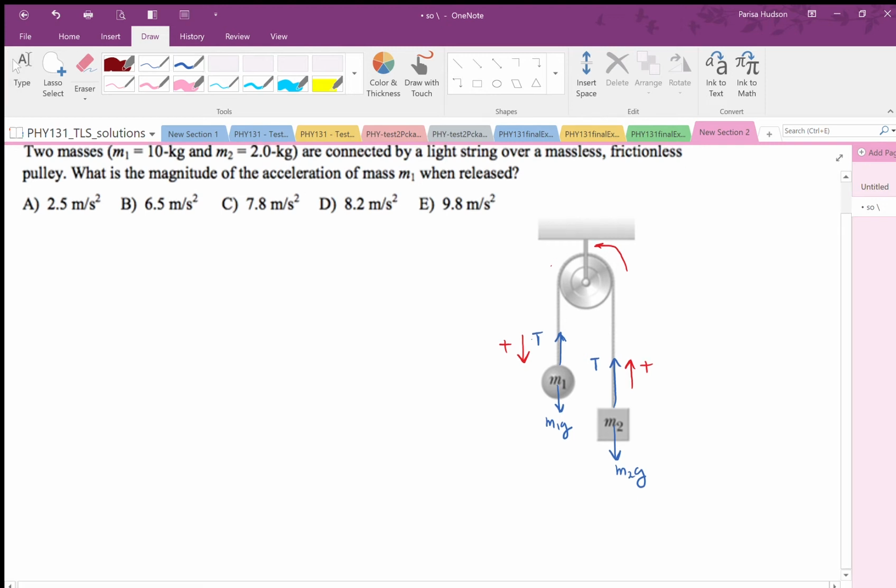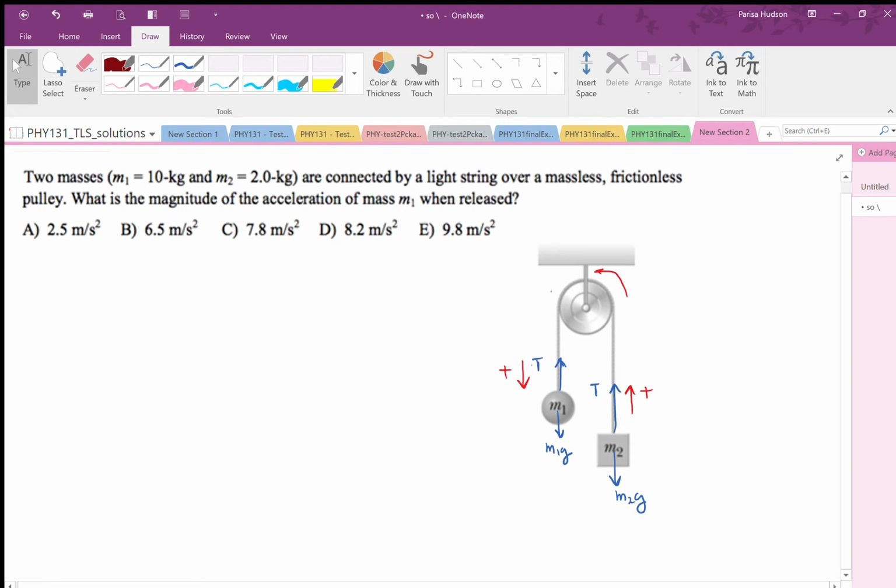Now, the way that I'm going to solve this question is to take both m1 and m2 as one system. The reason I'm going to do this today is because they only ask for the acceleration of mass m1, which is the same as the acceleration of mass m2. They're not asking for the tension force, and because of that, I'm going to combine m1 and m2 into one system. The next step is to write down Newton's law for the system of the two objects.